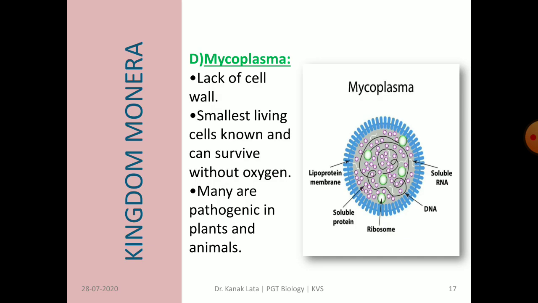Now the last one is Mycoplasma. This Mycoplasma is also present in the Monera group. Mycoplasma lack a cell wall, and they are the smallest of all living cells known and can survive without oxygen. Here is the figure of Mycoplasma.